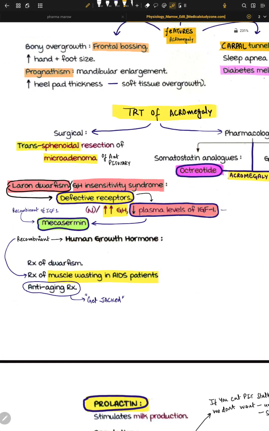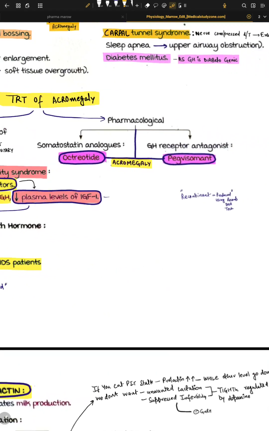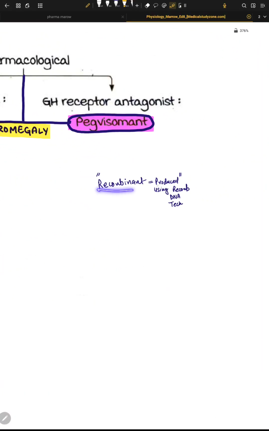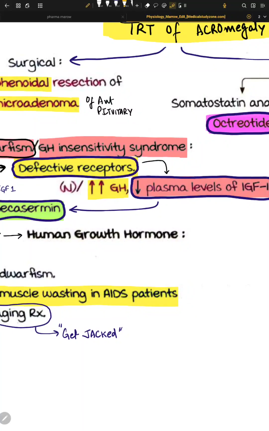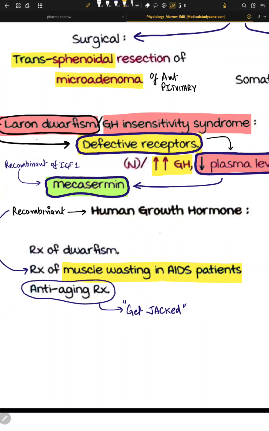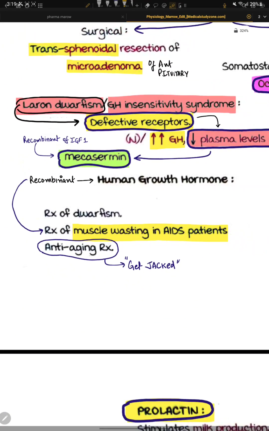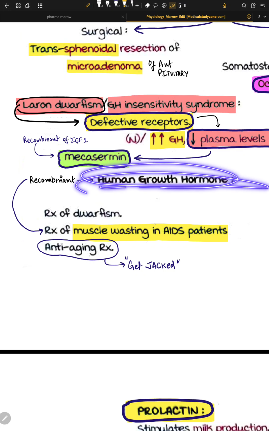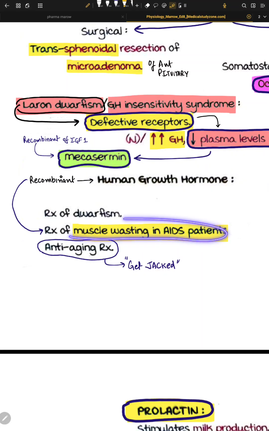Micasirmin, and it's a recombinant IGF-1. What does recombinant mean? Any drug that's produced using recombinant DNA technology is called recombinant. Recombinant IGF-1. Okay, what about other drugs? Well, there is recombinant human growth hormone, this one, for muscle wasting in AIDS. You can give human growth hormone in AIDS because, because I'm not going to tell you because.